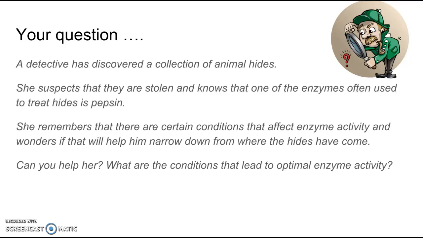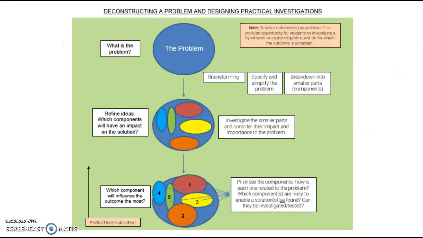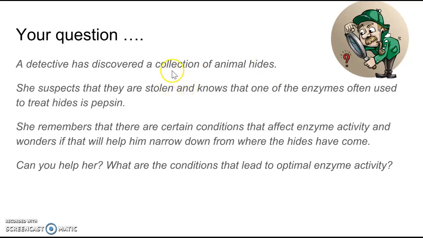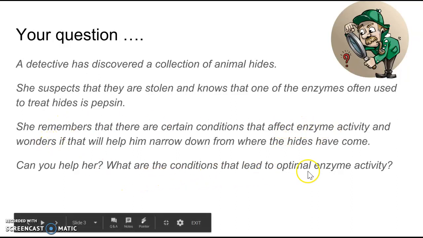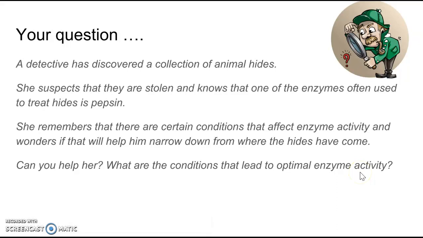Okay, so we've got a whole lot of stuff going on there, but how do we solve this question? So we're going to really break it down. We've been given our problem, okay? So there's a problem all about animal hides and stuff. We're going to break it down into smaller components firstly, okay? There's a component. There's another component that the enzymes often used to treat hides is pepsin. There's another component that certain conditions affect enzyme activity. What are the conditions that lead to optimal enzyme activity?